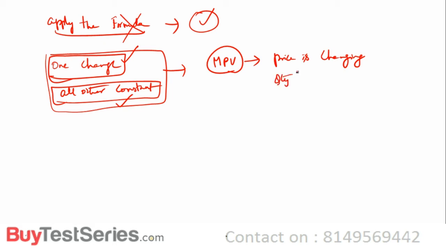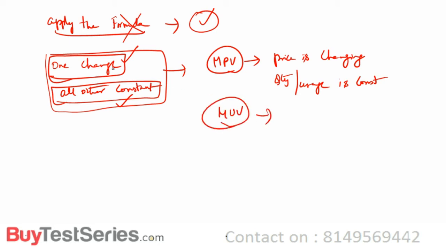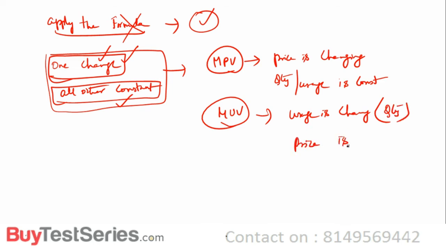Let's say quantity or usage. So usage variance is what, Nana? Constant. Let's start with another variance, material usage variance. What will be changing? I told you there should be only one change. So what is changing? Usage is changing. When I say usage is changing, usage is nothing but quantity. So which will be constant? Price is constant. You understand that? Same logic applies for all the variances as well.